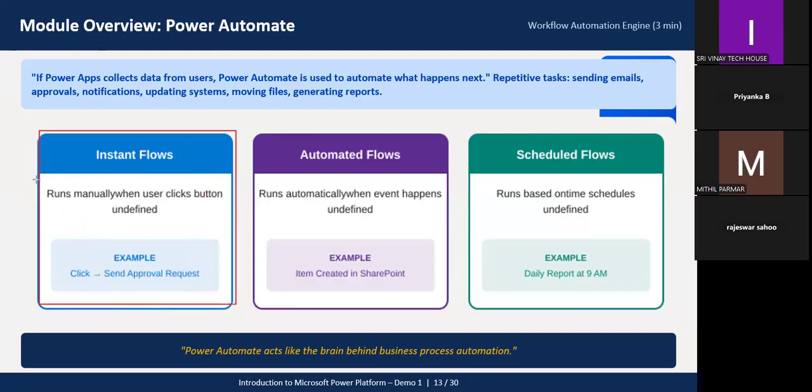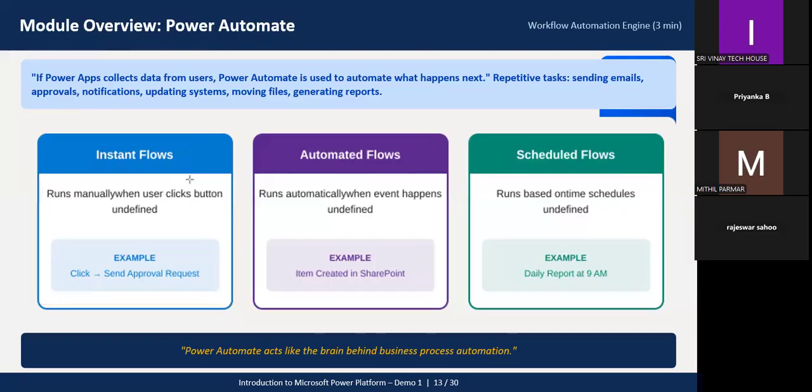There are different types of flows. One is instant flow, automated flow, and scheduled flow. If you want to run a flow manually when a user clicks a button, you need to choose the instant flow. This is the example, guys. If you click the instant flow, it will send an approval request. It will just trigger the flow, an instant trigger flow.